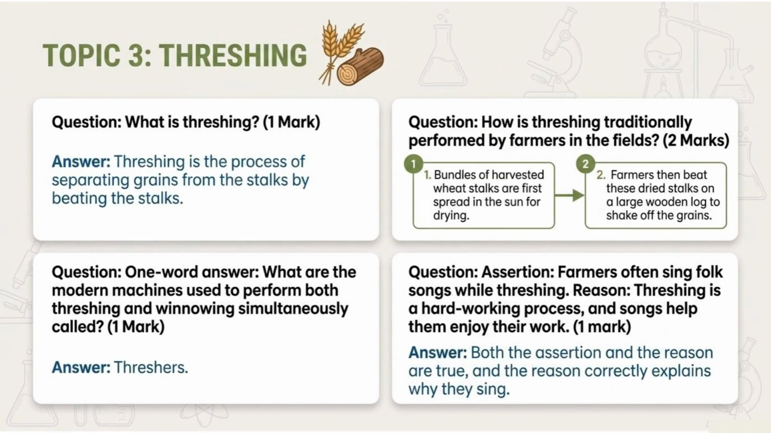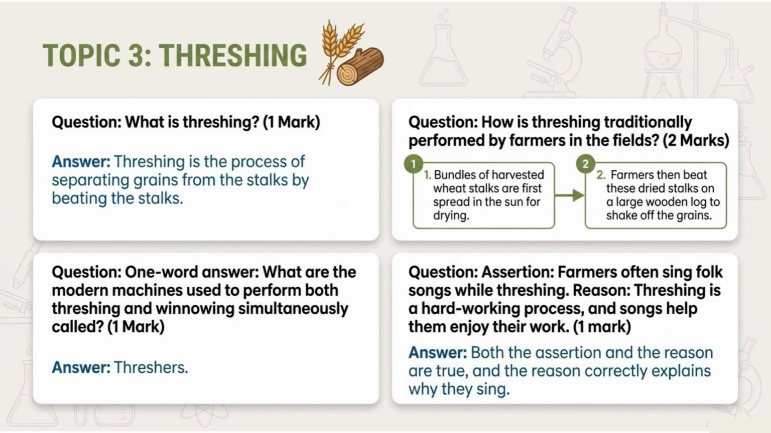Topic 3. Threshing. Question, what is threshing? 1 mark. Threshing is the process of separating grains from the stalks by beating the stalks. Question, how is threshing traditionally performed by farmers in the fields? 2 marks. Bundles of harvested wheat stalks are first spread in the sun for drying. Farmers then beat these dried stalks on a large wooden log to shake off the grains.